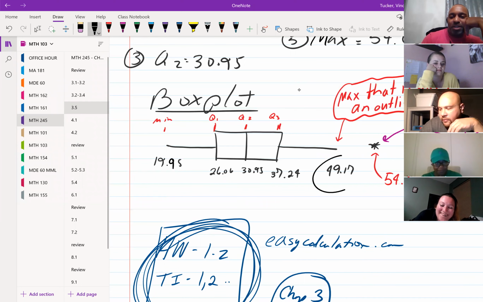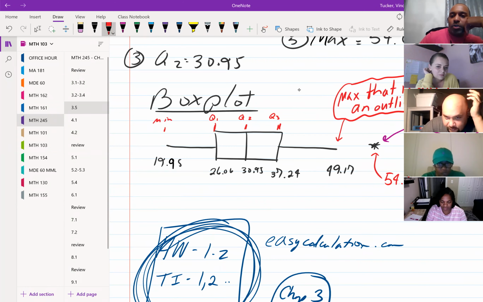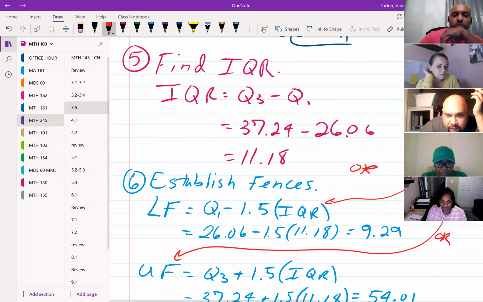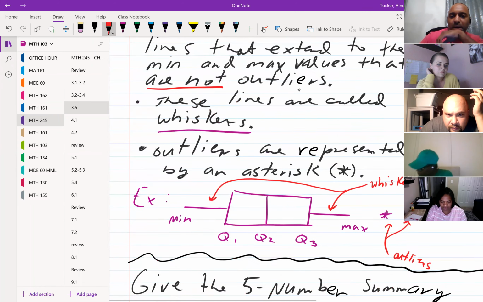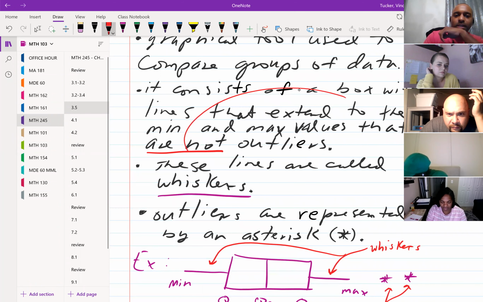So you're talking about this one, right, sir? I'm trying to figure out how you got 49.17 as the max. That goes back to the box plot. Remember that your whiskers are not going to extend to anything that is considered an outlier. That's the first thing.